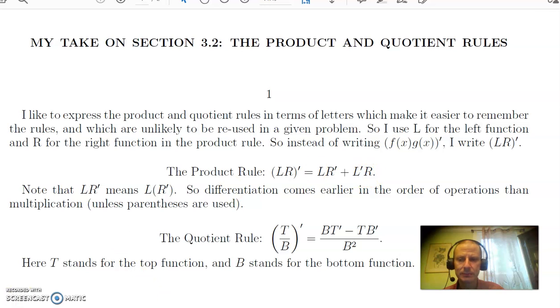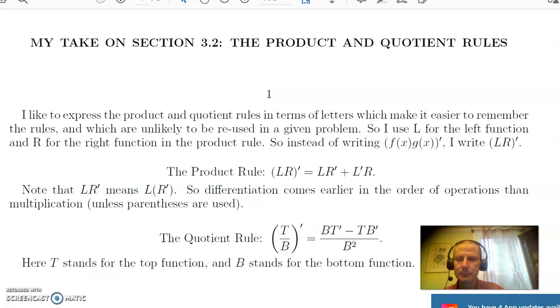Now, using the same ideas with the quotient rule, if t is the top of a fraction and b is the bottom of a fraction, then the quotient rule says that the derivative of the top over the bottom is equal to the bottom times the top's derivative minus the top times the bottom's derivative, all over the bottom squared.